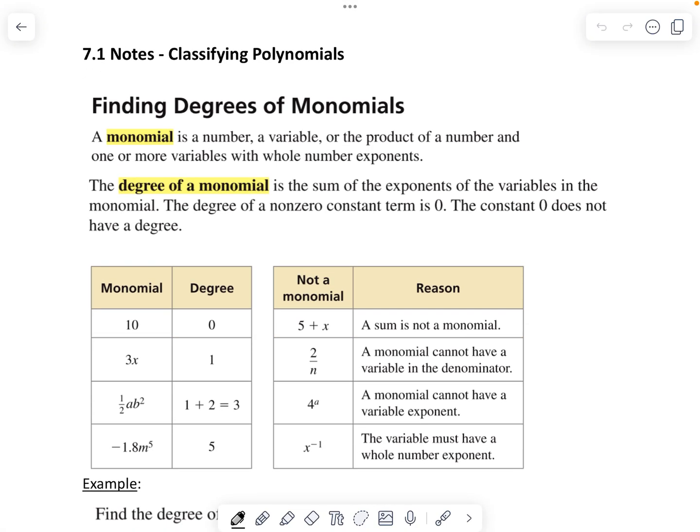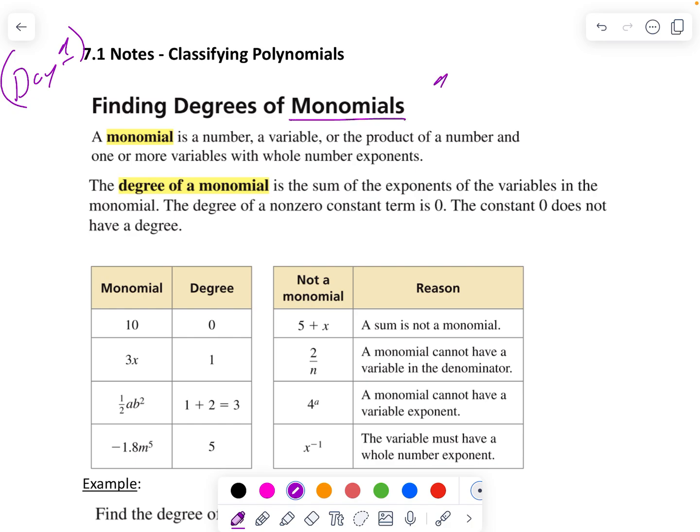All right, we are starting chapter 7 now. Now, for 7.1, we're actually going to spend 2 days on these notes, but I'm going to put them all together in one video. So I will make a note where day 1 and day 2 are. So day 1 is all about vocabulary. No calculating, just mainly vocabulary.